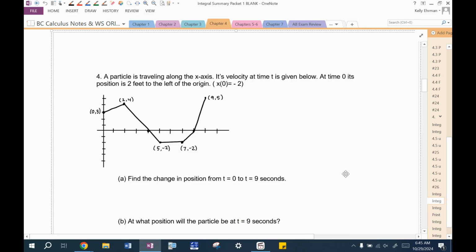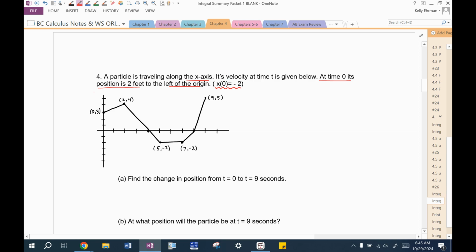All right, this is page 2 of the integral summary packet number 1. Problem 4 says a particle is traveling along the x-axis. Its velocity at time t is given below. At time 0, its position is 2 feet. So that's given right here. X of 0 is equal to 2 feet to the left of the origin. So that tells us x of 0 is equal to -2.